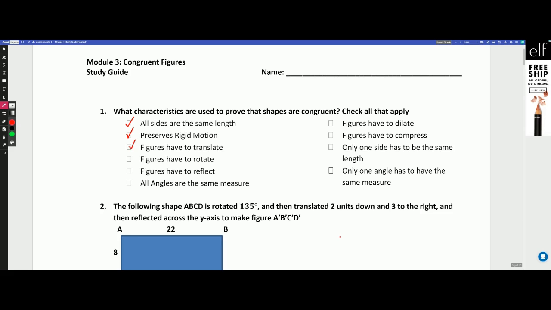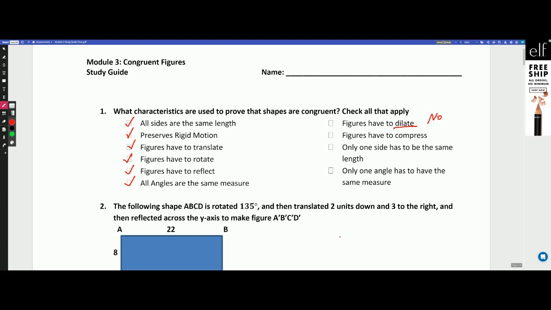Figures have to translate. That's true. I already talked about that. Rotations are rigid motion. Reflections are rigid motion. Those all preserve distance, angles, all those little things that make things congruent. Angles have to be maintained. Okay, so that's something to note.